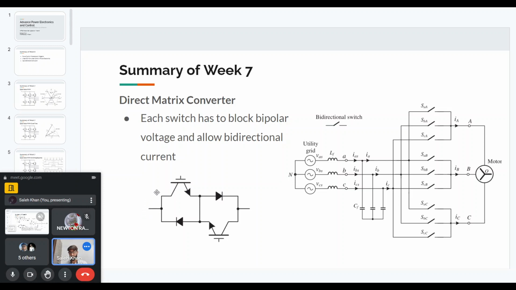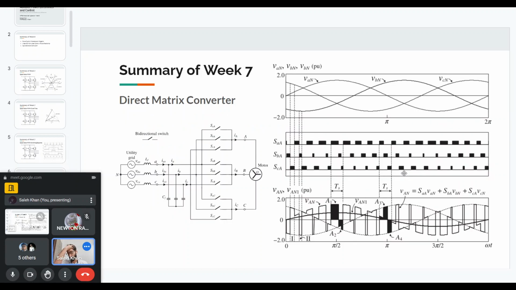So we start from an IGBT and then a diode, and in the other direction we start from the other IGBT and the other diode. So this is how each of these switches will look. And based on which switch is on, we can get the output voltages. For example, here it is shown the output A phase voltage, depending on which switch is on in the A phase group.